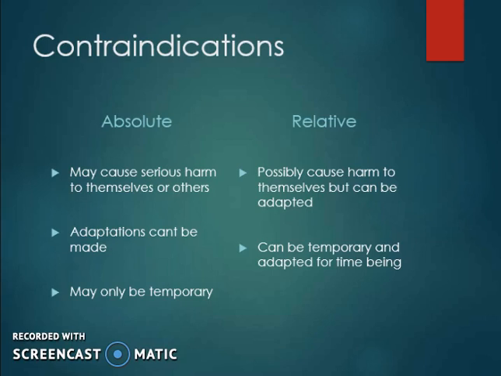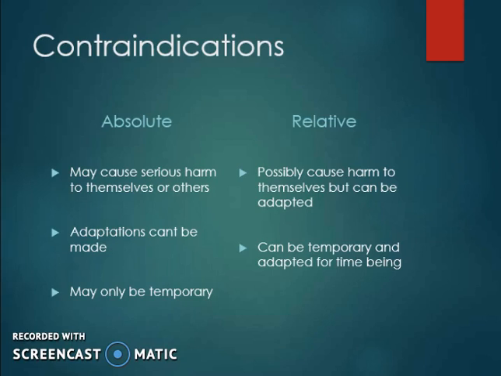Absolute contraindications are things that may cause serious harm to the participant or other people around them, and this would stop them completely from doing the activity, and that means that there's no adaptations that can be made. It could be a temporary form of contraindication as well, for example, a broken leg. If you broke your leg, then you wouldn't be able to run for a couple of weeks, but that's still an absolute contraindication, as it would just make it worse, or it just wouldn't work.